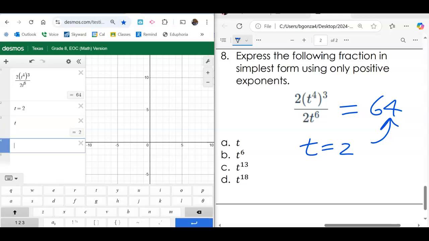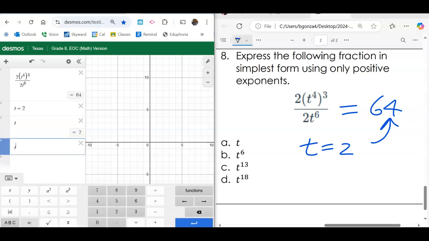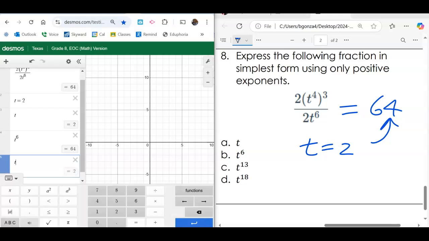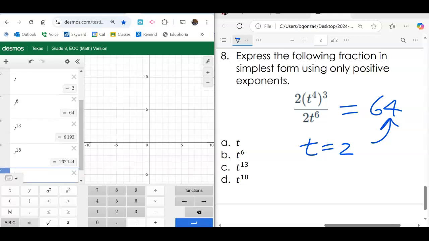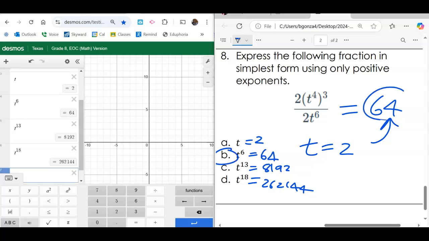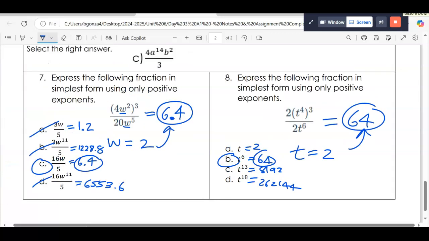I got T to the power 6. I got T to the power 13. I got T to the power 18. Okay, which one of those, A, B, C, or D, gives you 64? B, right? That's it. Okay. Do you see how this works?